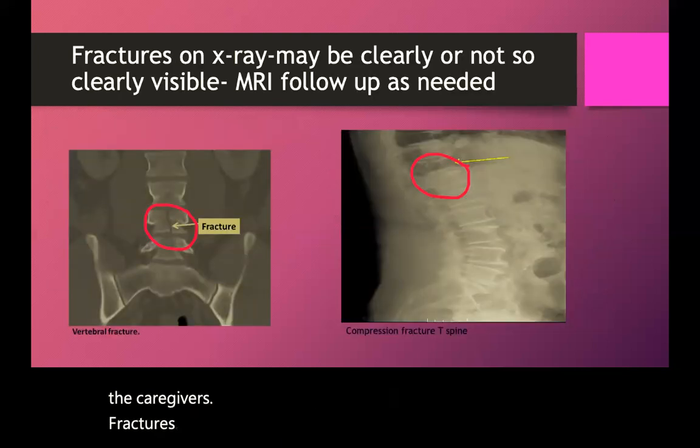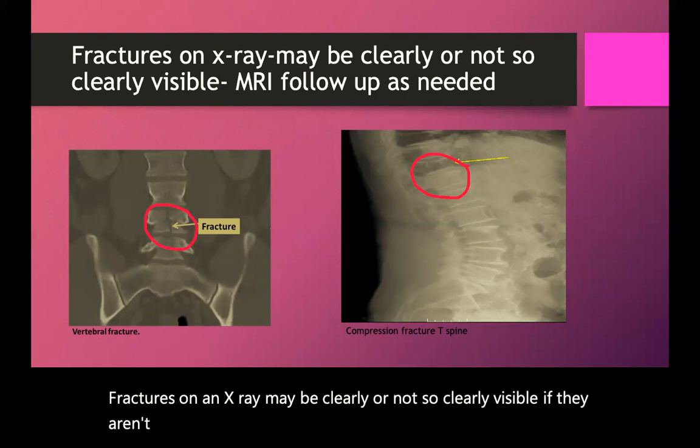Fractures on an X-ray may be clearly or not so clearly visible. If they aren't clearly visible, then you want to make sure you do an MRI for follow-up as needed.